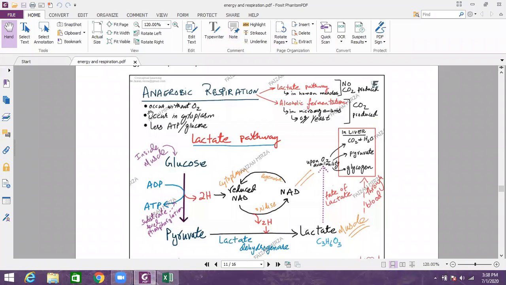Okay, so we are discussing anaerobic respiration. Anaerobic respiration occurs without oxygen. It occurs in cytoplasm and less ATP is produced per glucose molecule. These are the points that you already can recall from your O level.